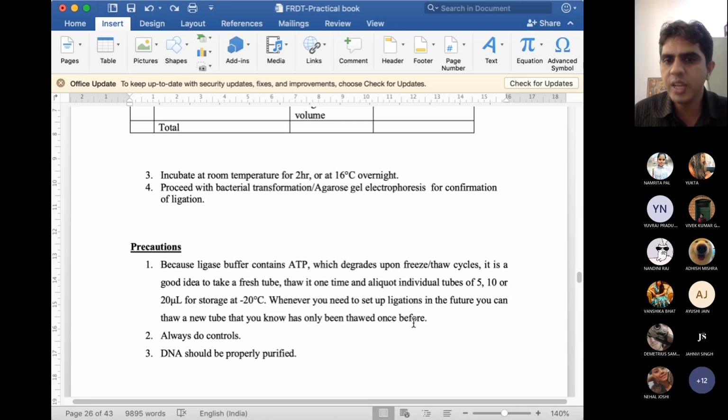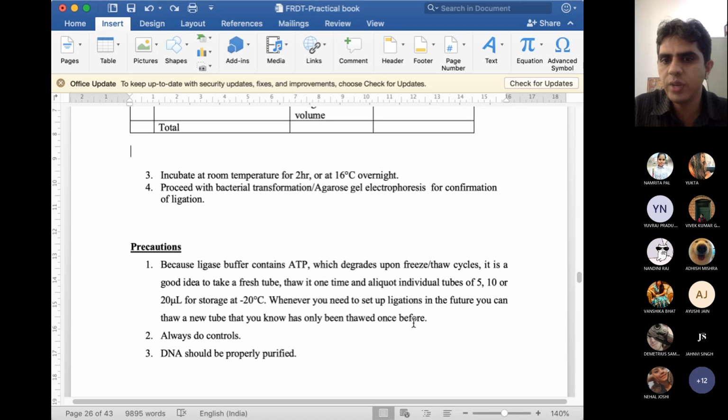That is going to degrade your ATP. And if it gets degraded, then it won't be functional. So in that case, what to do? You should aliquot your buffer in a way that each and every time you need not take out the stock vial, you can take out the vial that you need and use that.